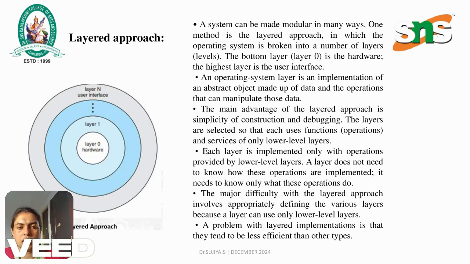The layers are selected so that each layer uses functions, operations, and services of only lower-level layers. Each layer is implemented only with the operations provided by the lower-level layers, and these layers do not need to know how these operations are implemented, only what these operations do. The major difficulty with the layered approach is appropriately defining the various layers, because a layer can use only the lower-level layers. The problem with layered implementation is that it tends to be less efficient than the other types.